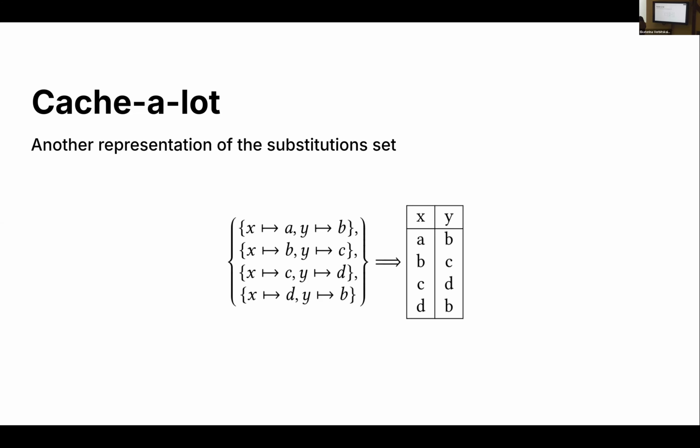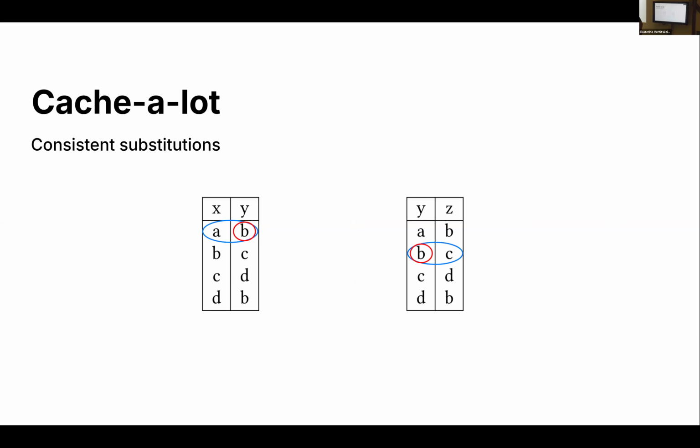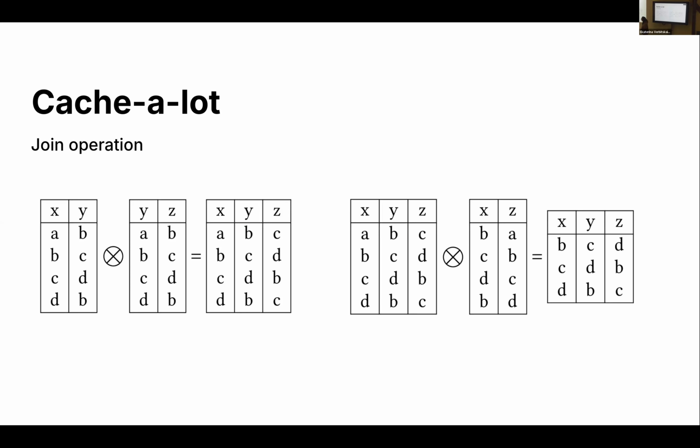But what is consistency in such terms? If we have two substitutions, so two rows in two tables, these substitutions are consistent if their values on the same columns are equal. And in case we should find all possible combinations that give us a consistent substitution, we can apply the join operation over the tables. The join operation literally does what we want. It just takes all pairs between the tables and filters out those that are not consistent.